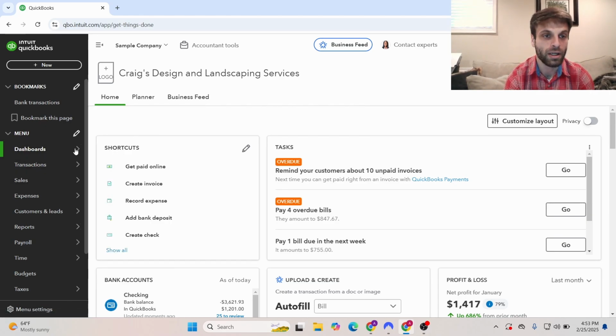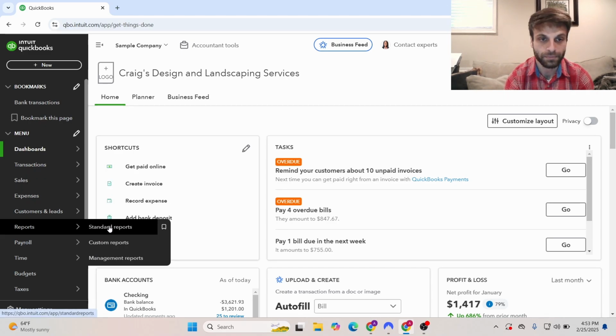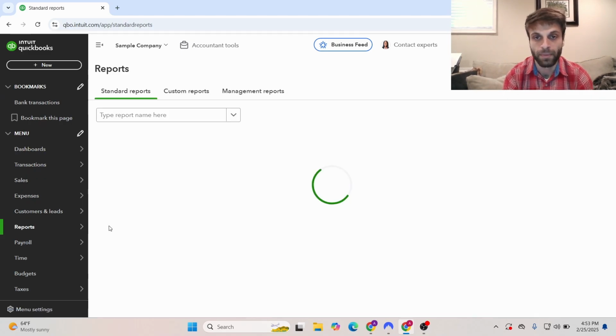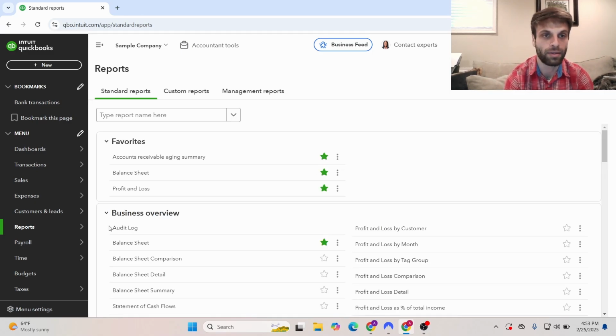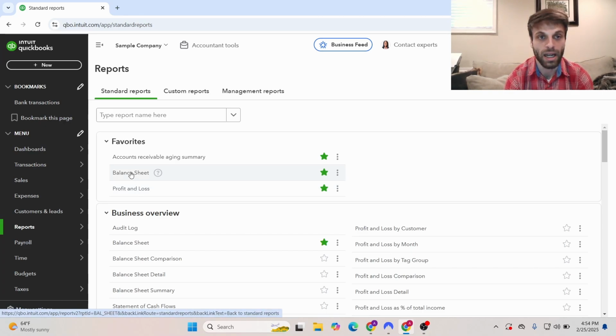What we will do is come down here to reports, standard reports. You'll see here, once it loads, that we have three different ones that are already favorited. There's a profit and loss statement, there's the balance sheet, and there's accounts receivable aging summary. Accounts receivable aging summary is what people owe to us, so outstanding payments that should be paid to us. Balance sheet, so we have assets, liabilities, and owner equity, right? So that's what's in our balance sheet.